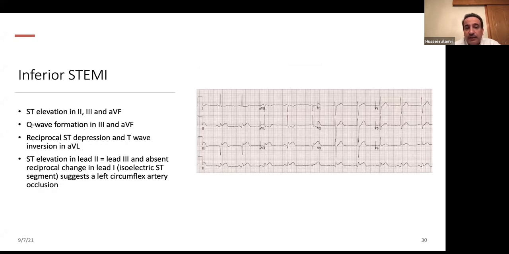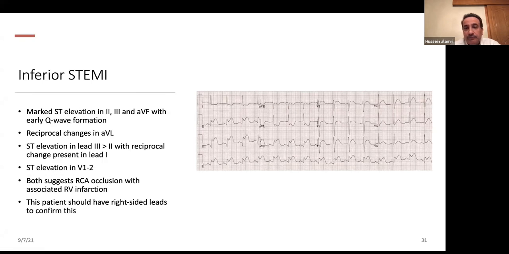Again, if you look at this ECG, there is ST elevation in 2, 3, and AVF. Again, there is a Q wave which is prominent in 3, and there's some also in lead AVF. And there's ST elevation in lead 2 equal to lead 3. This most likely is what? This is a circumflex occlusion, because lead 2 is almost equal to lead 3, and there are no changes in lead 1.